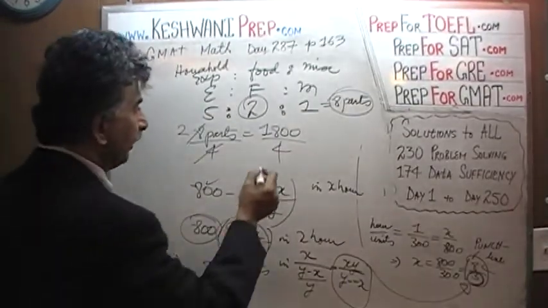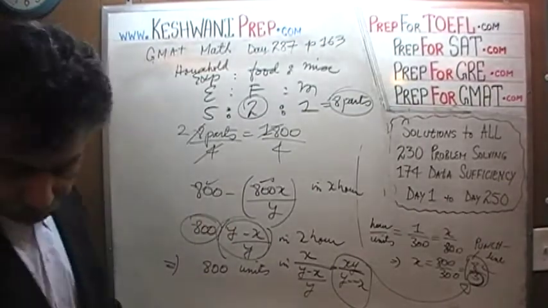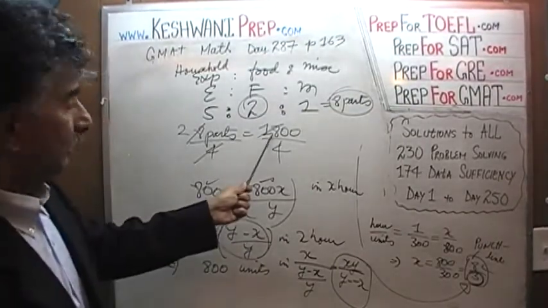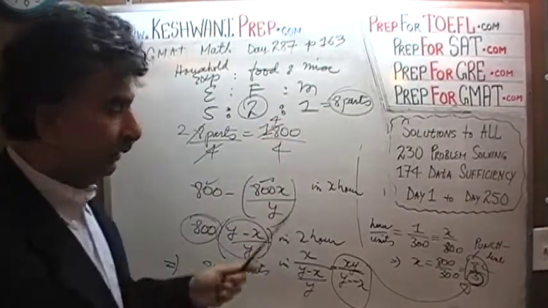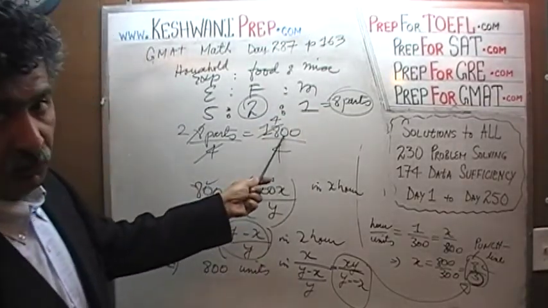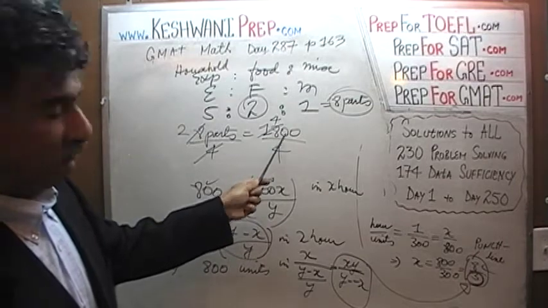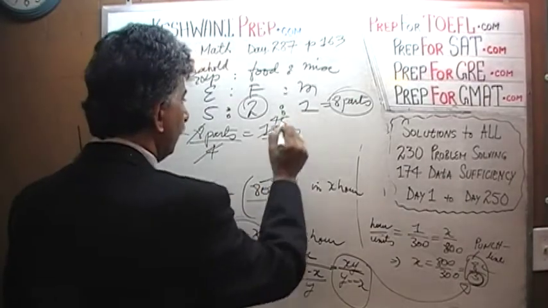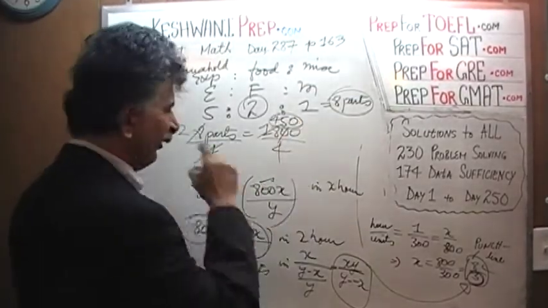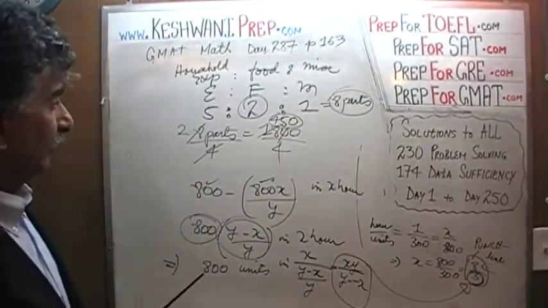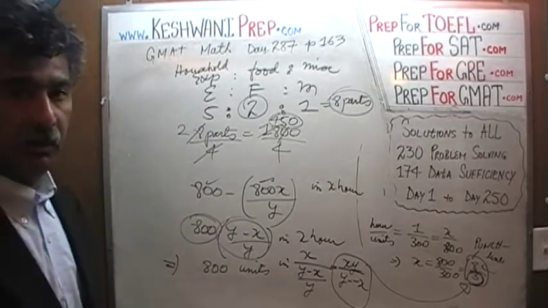Well, let's find out. 18 has 4 fours are 16. The remaining 2 joins the 0 and becomes 20. And 20 has 5 fours. And then how many 4s in a 0? 0 has no 4s. So the answer is 450. 1800 divided by 4 is 450.